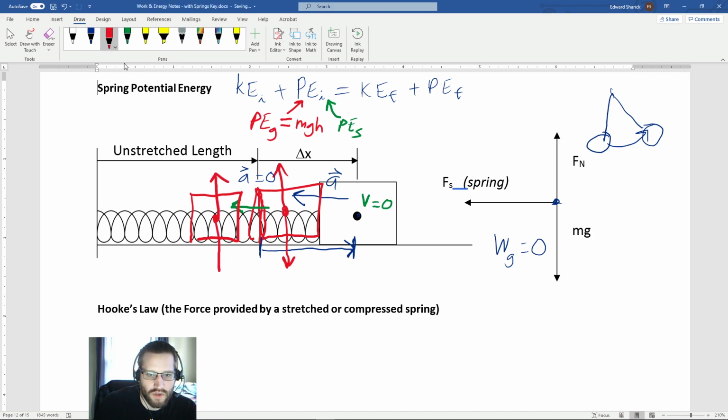And so again, my forces look like this. I still have my normal and gravity. Here, the spring was pulling this way, but in this example, the spring is pulling this way. And in the middle, the spring force is 0. So now my velocity goes to 0 at this point, but my acceleration is not 0 anymore. Now my acceleration is going in this direction.